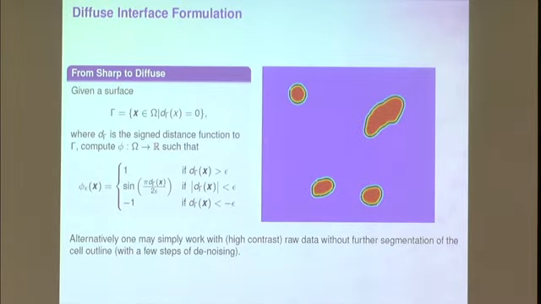You may not even want to actually segment your cells in the first place. If you have data of sufficiently high contrast such that you can just threshold or something like that, you already have a diffuse interface representation of your cells. So in that setting, you don't even have to do any further segmentation. You could just work directly with the raw data.